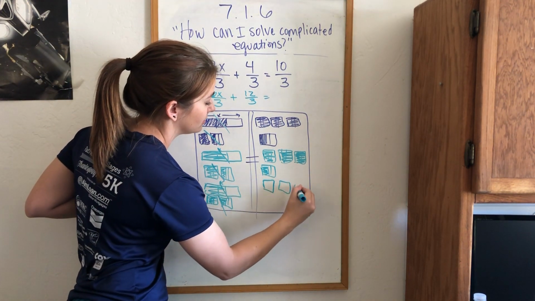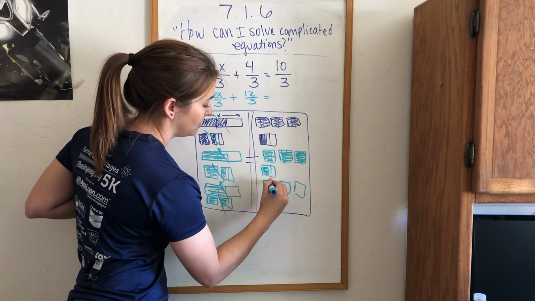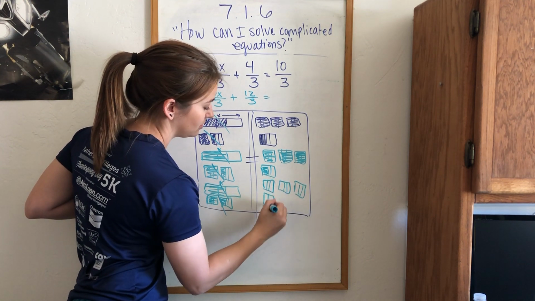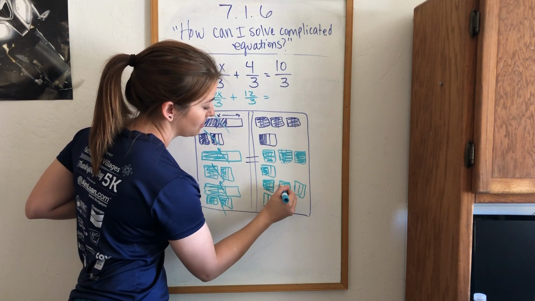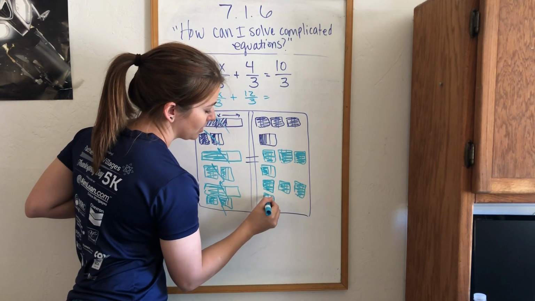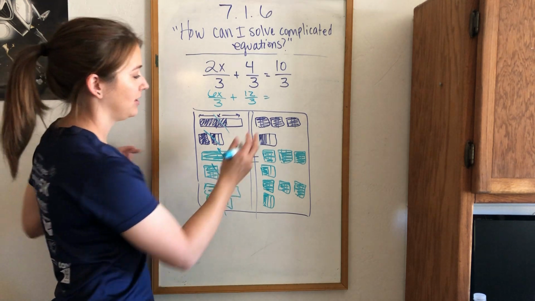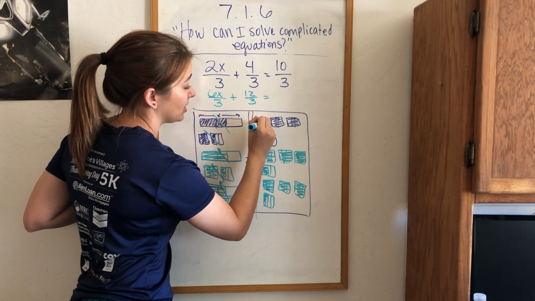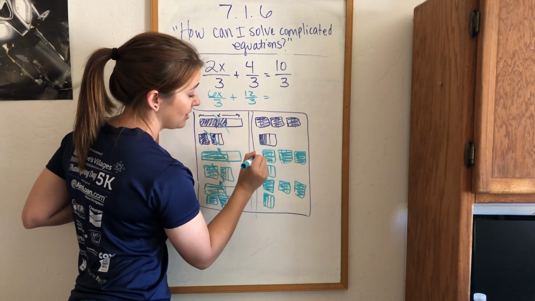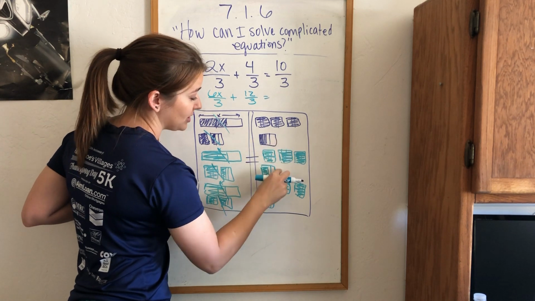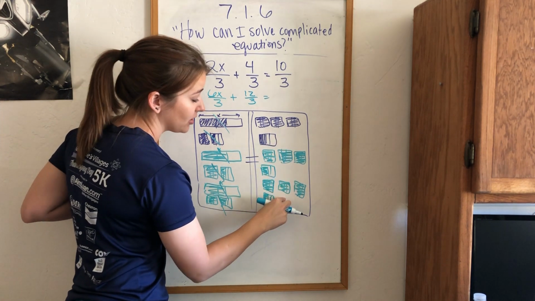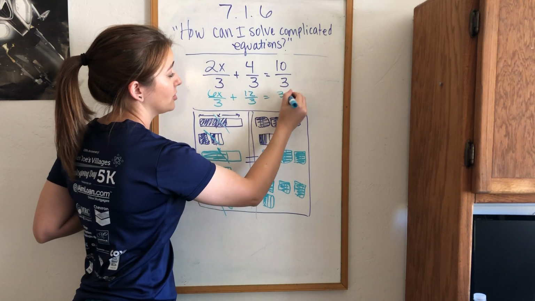1, 2, 3, 4, shade in 10. All right, now I can count up the total amount I've shaded here on this right side. So I've done 3, 6, 9, 10, which this would be another 10, so that's 20, another 10, that's 30. So that becomes 30/3.